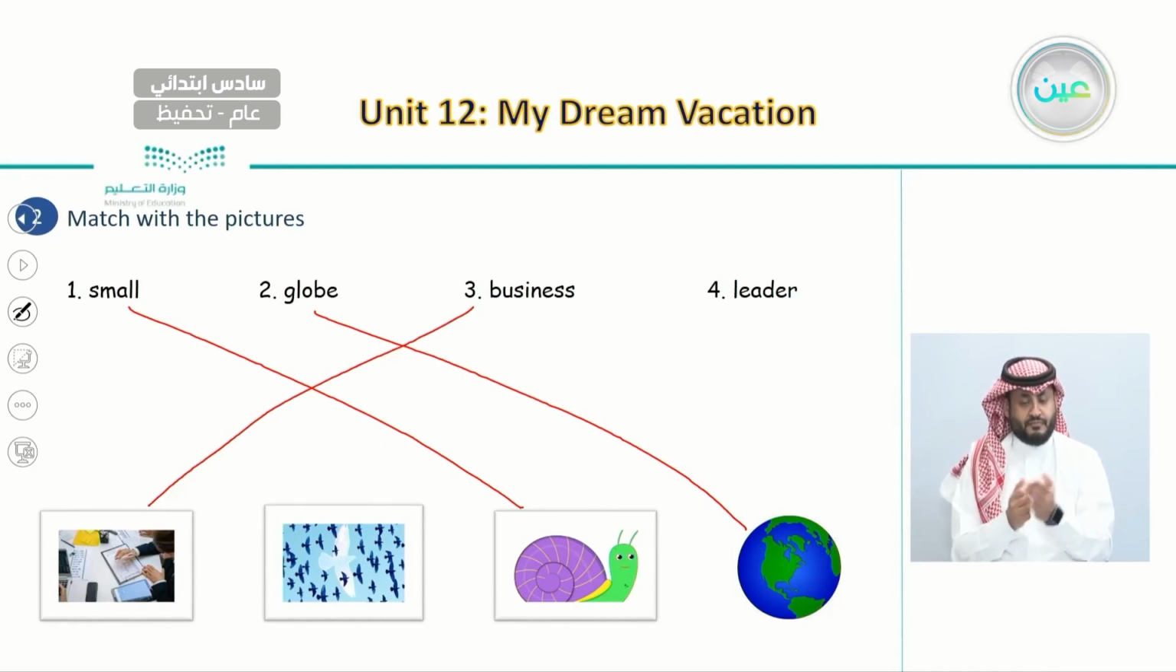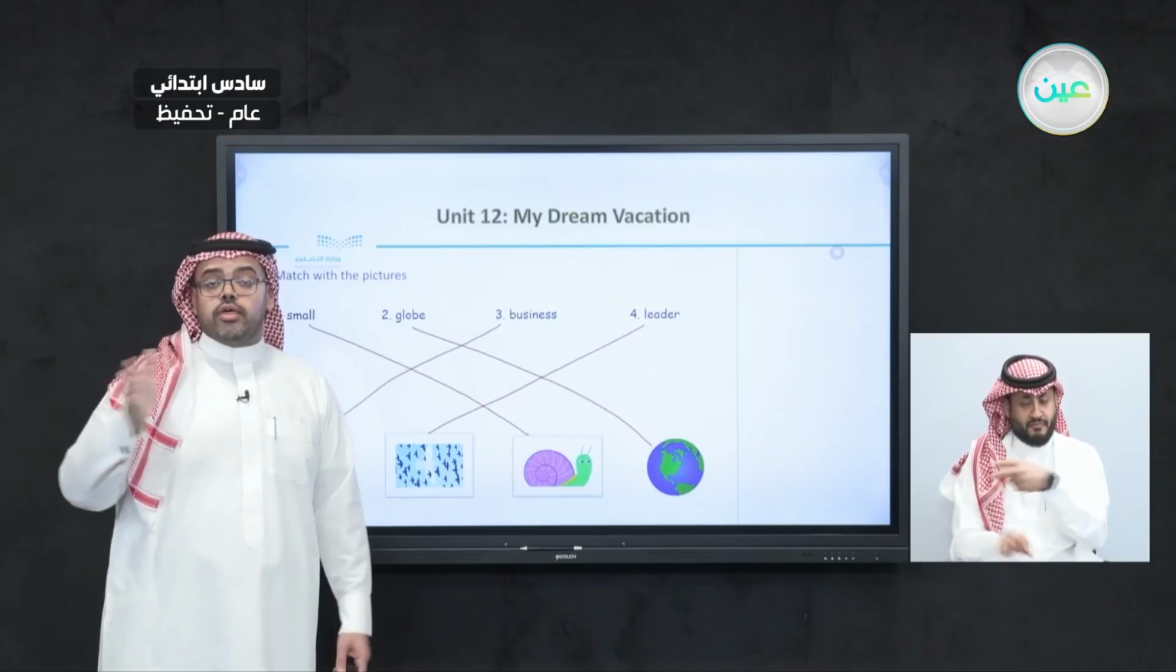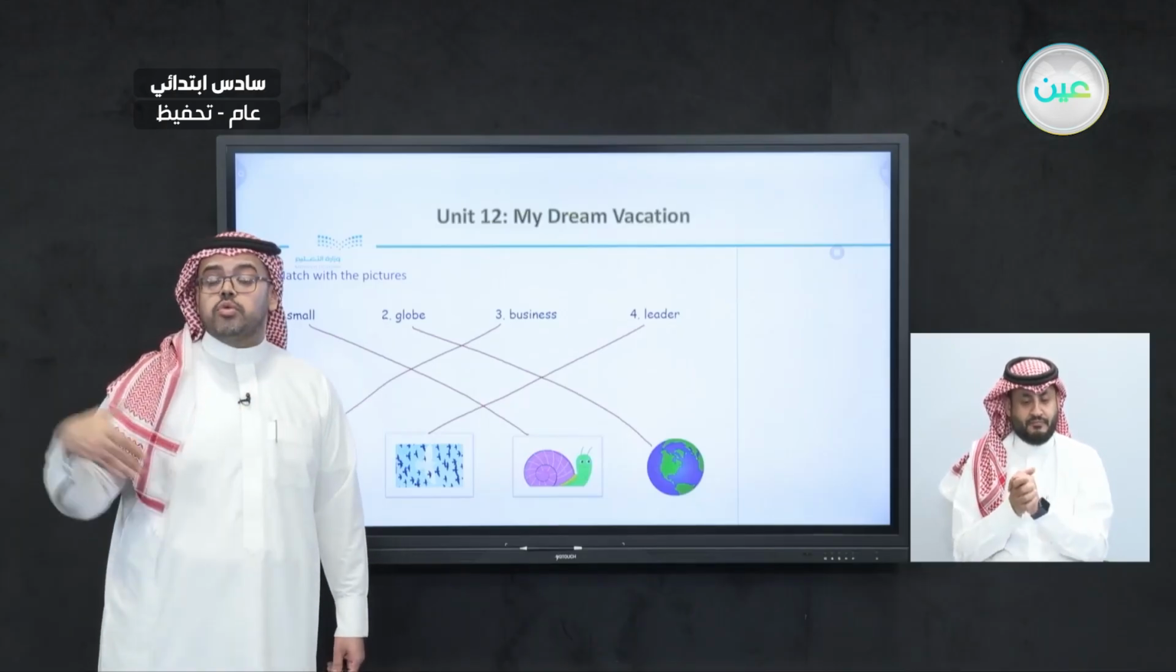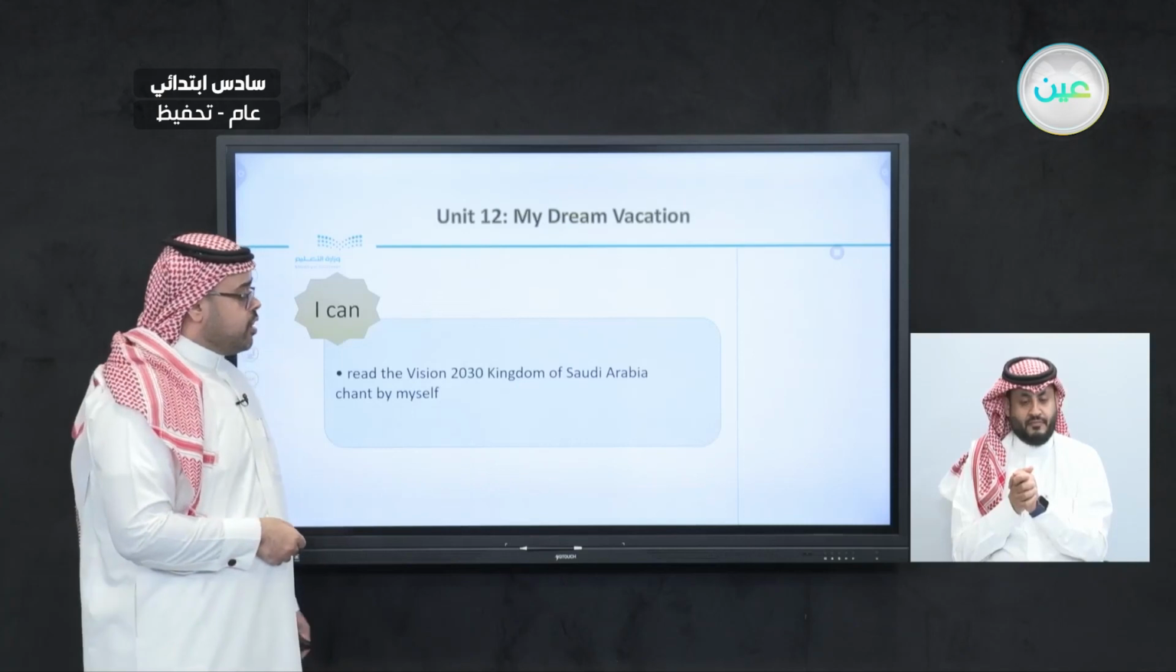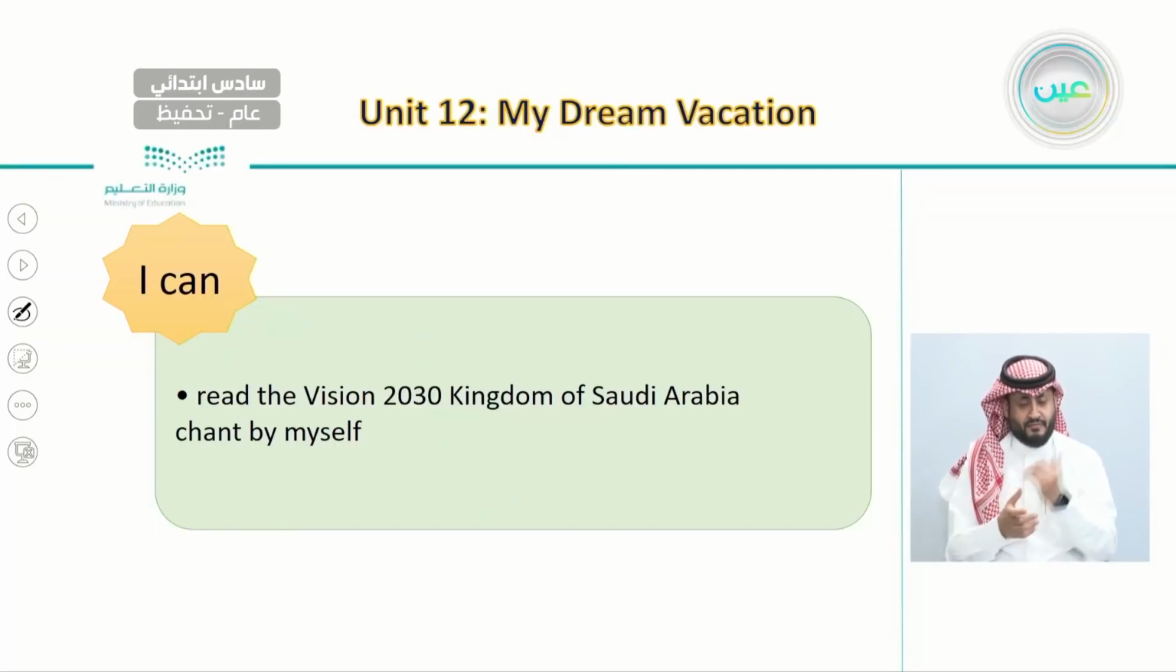And then we have leader, which is the second one. Leader, which means an animal, either a fish or a bird, at the top or at the beginning, and the other animals will follow it. So at the end, it's important that you read the Vision 2030 Kingdom of Saudi Arabia chant by yourself.